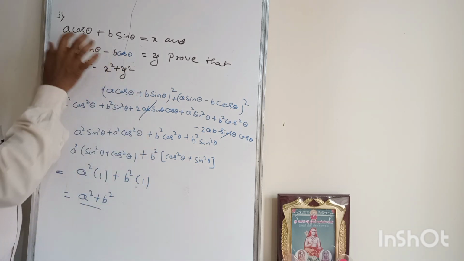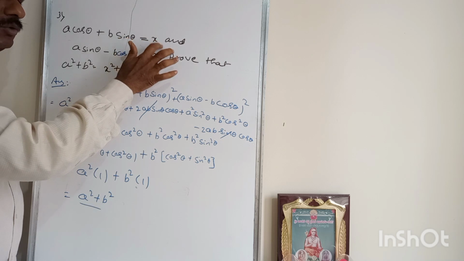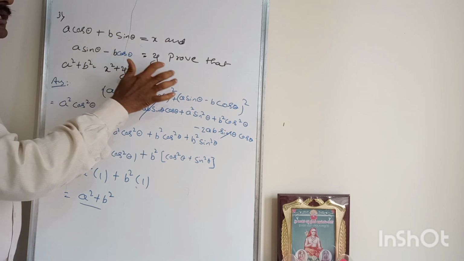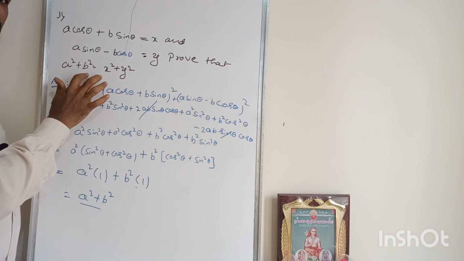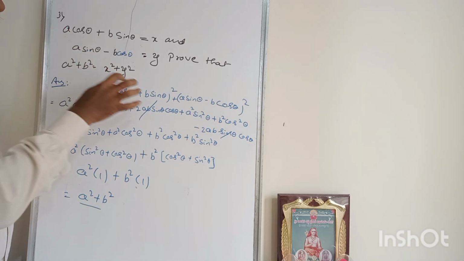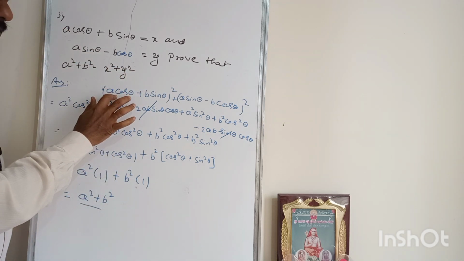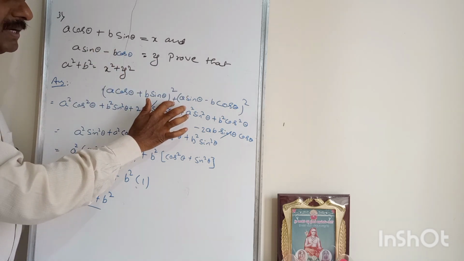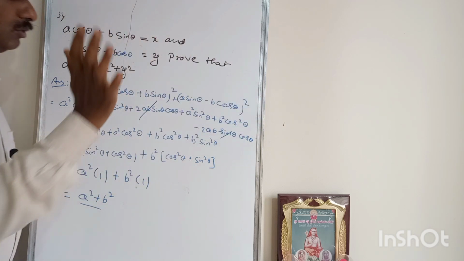See, once again I read the problem. A cos theta plus B sin theta is equal to x, and A sin theta minus B cos theta is equal to y. Prove that A square plus B square is equal to x square plus y square. And then we have A cos theta plus B sin theta whole square plus A sin theta minus B cos theta whole square.